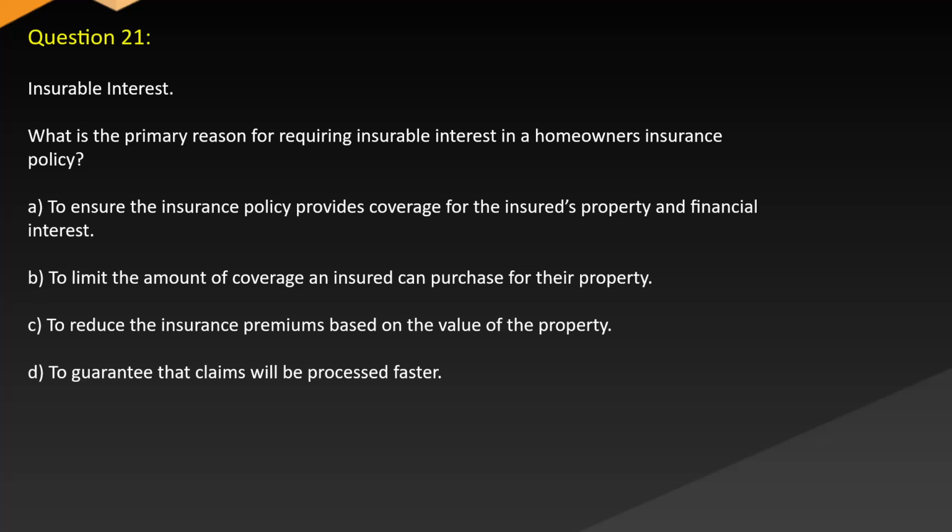Question 21. Insurable interest. What is the primary reason for requiring insurable interest in a homeowner's insurance policy? A. To ensure the insurance policy provides coverage for the insured's property and financial interest. B. To limit the amount of coverage an insured can purchase for their property. C. To reduce the insurance premiums based on the value of the property. D. To guarantee that claims will be processed faster.